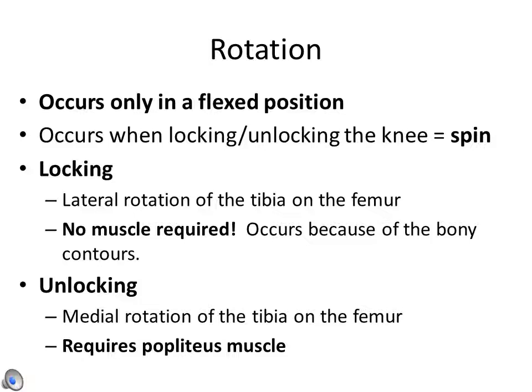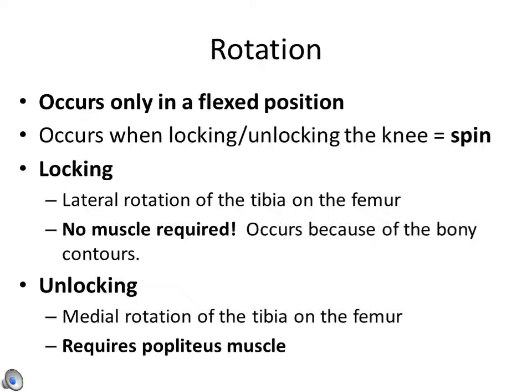Because the medial condyle is longer than the lateral condyle, it has more surface area for articulation to occur. So during open chain knee extension, the tibia will actually rotate laterally into a locked position at full knee extension. No muscle is required to perform this spin or lateral rotation of the tibia on the femur. Again, this occurs because the medial condyle is longer than the lateral condyle.